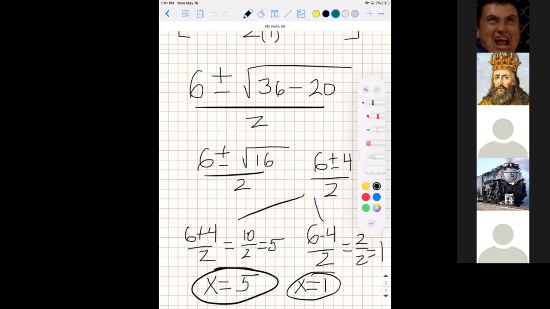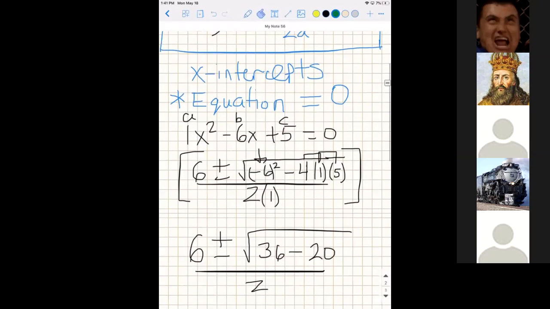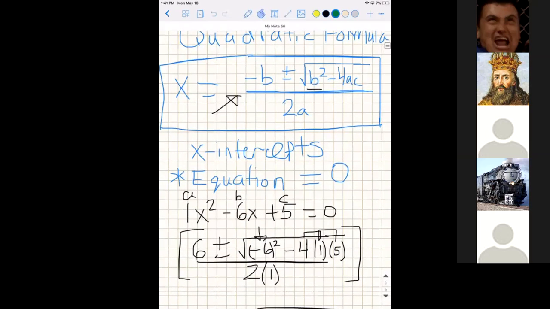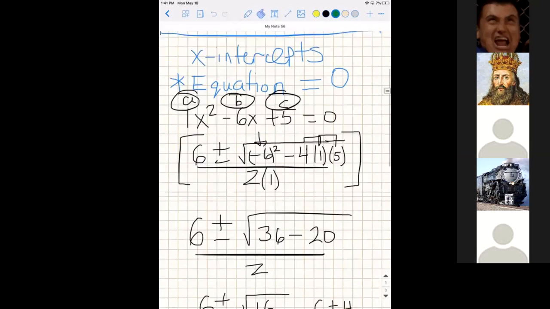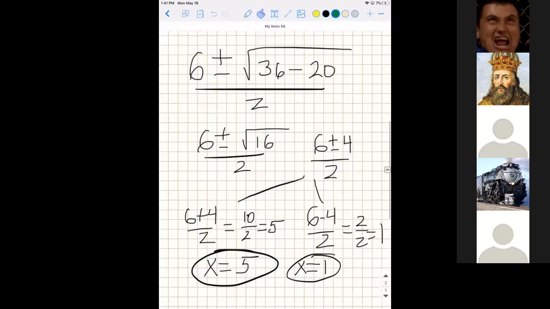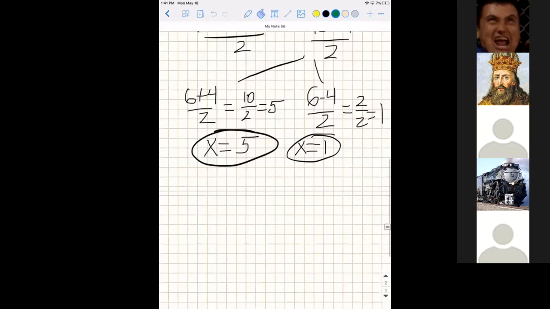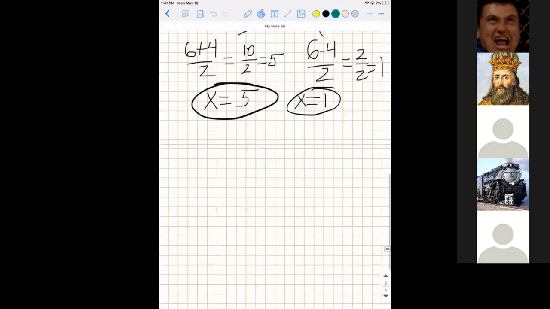Questions on how we did that though? So again, part 1, we literally just took this quadratic formula up here in blue and we plugged in all our numbers. We plugged in our A, our B, and our C, okay? And from there, we just simplified some radicals, okay? Questions, comments, concerns?